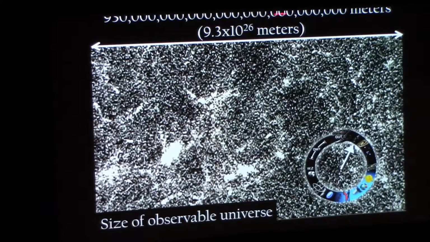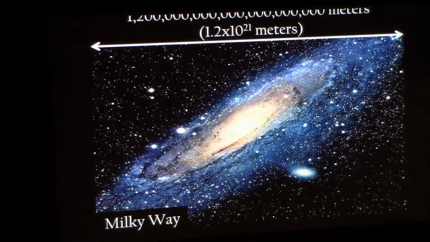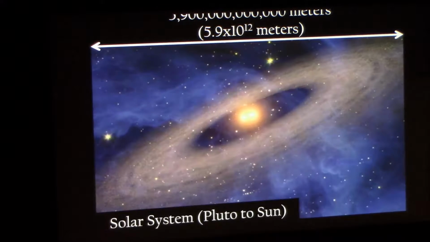The numbers are up here. They're basically 26 zeros. It's enormous. Zooming in to just one of these dots, one of these dots corresponds to clusters of galaxies. The size scale of the Virgo supercluster, a mass concentration of galaxies, is about 10 to the 23 meters. Zooming into one of these small dots, we see the Milky Way galaxy, which is 10 to the 21 meters across. And of course, we're just one small component of that Milky Way galaxy in the solar system. The distance approximately from the Sun to Pluto is 10 to the 12 meters.